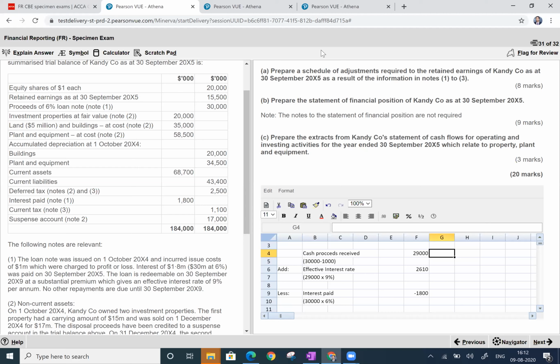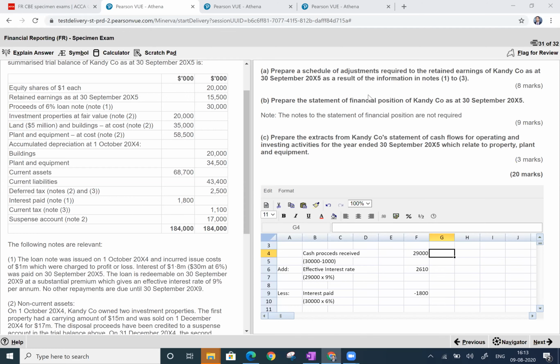Should you add 1,000 or subtract 1,000? Yes, add 1,000. Add back 1,000. It's not reduce. You have to add back. What have they done? They have shown charges to P&L. If you are charging it to P&L, your expense increases. If your expense increases, your profit reduces.